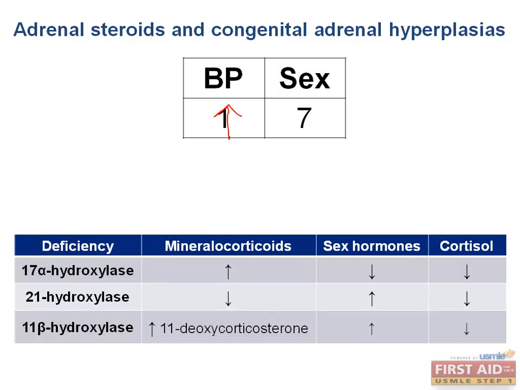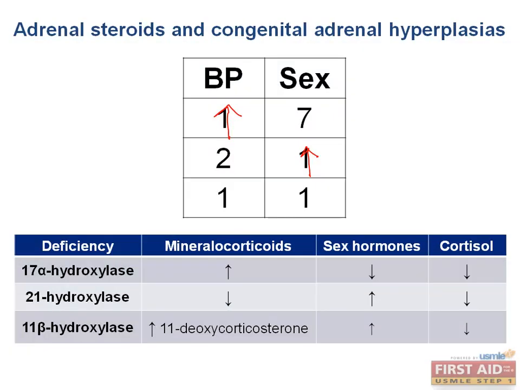Try this out for other enzymes. With 21-hydroxylase deficiency, the blood pressure is normal, but sex hormones are increased, so we get virilization. So again, think of an arrow over the 1. Now with 11-beta-hydroxylase deficiency, both blood pressure and sex hormones are increased. And what is the molecule responsible for the high blood pressure? Right, 11-deoxycorticosterone, as I've shown in this table here.